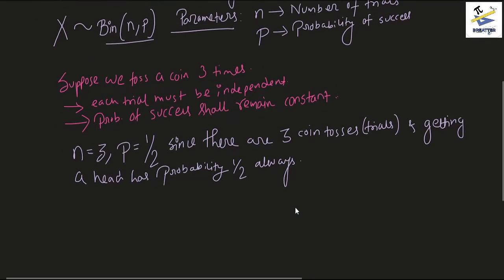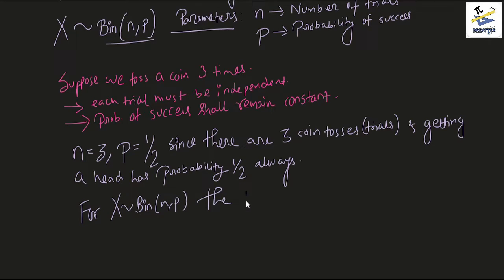Now, what is the PMF? For a random variable x following Bin(n, p), the PMF, or the probability mass function, remember, as I have already modeled before, is that the probability of x equals 0 is something, x equals 1 is something, and like that.